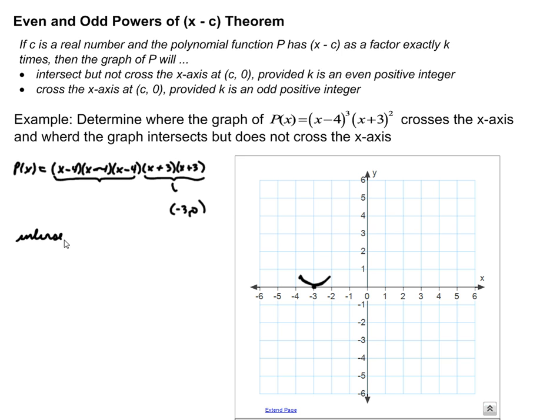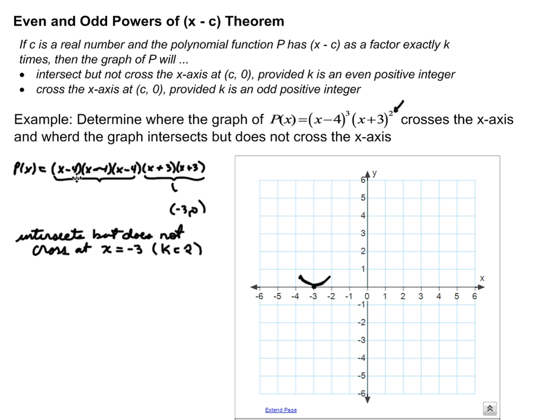It intersects but does not cross at x equals negative 3. And we can tell that because if we look at our exponent for p of x, k is equal to 2 according to this rule. It's an even factor, even power factor.